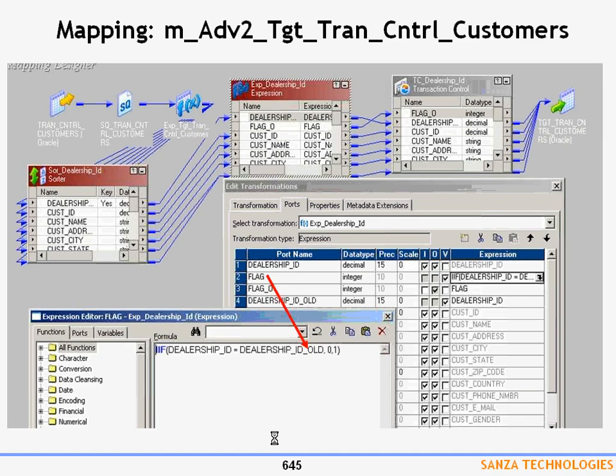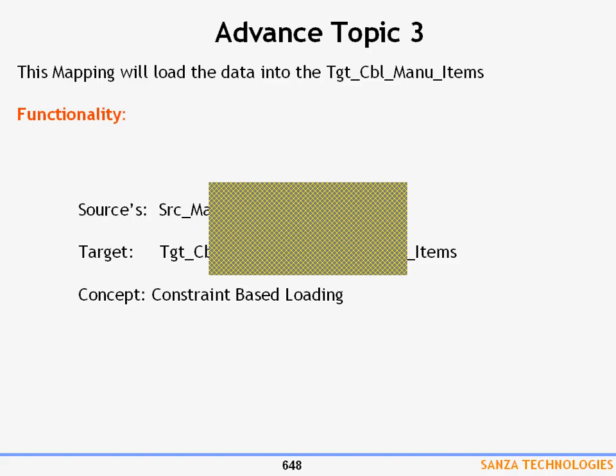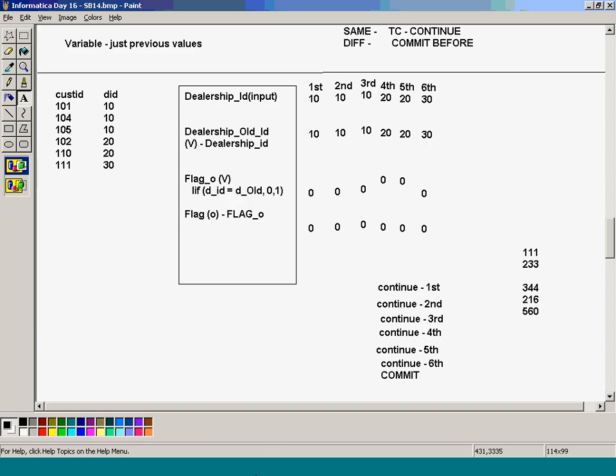Now this is called constraint based loading. You extract the data. I'll take a 2 minute break. You also take, let's say, a 5 minute break. My watch says 7:55. I'll be back by 8 a.m. Indian Standard Time. You also take a 5 minute break. Then we will do this mapping, please.